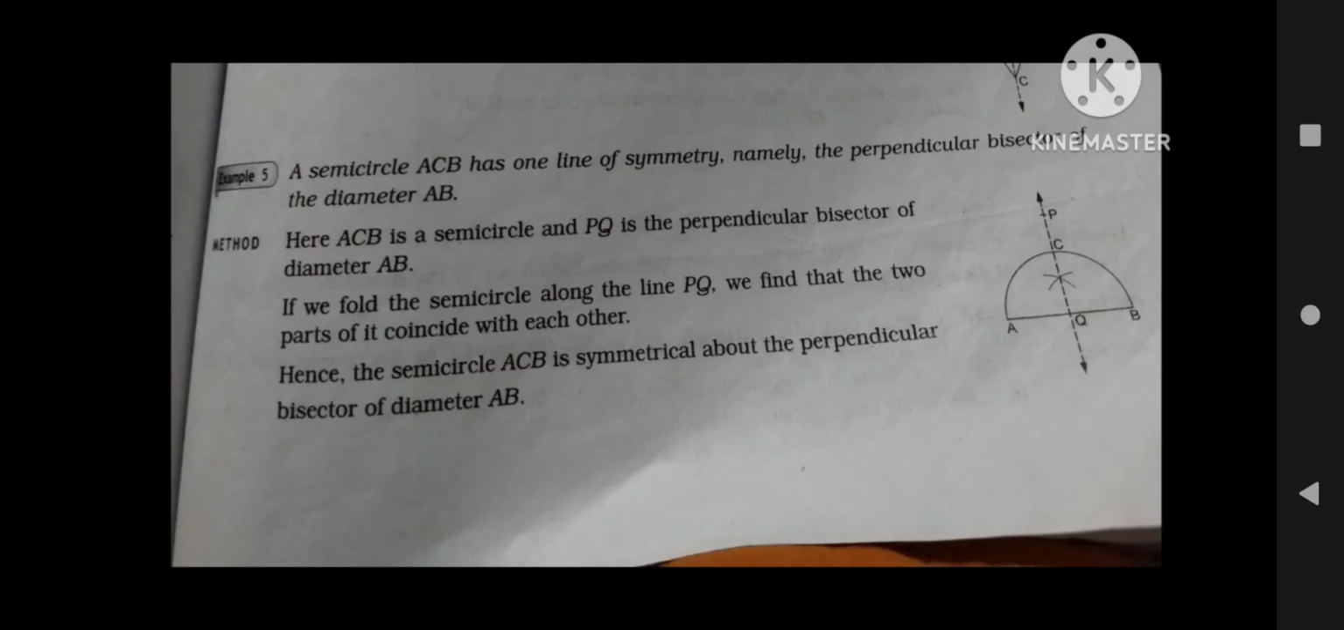5. A semicircle ACB has one line of symmetry, namely the perpendicular bisector of the diameter AB. Method. Let ACB be a semicircle and PQ the perpendicular bisector of diameter AB. If we fold the semicircle along the line PQ, we find that the two parts of it coincide with each other. Hence, the semicircle ACB is symmetrical about the perpendicular bisector of diameter AB.